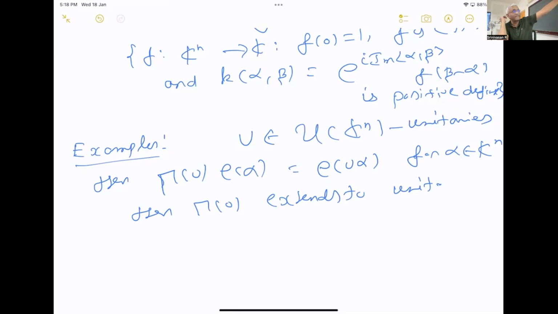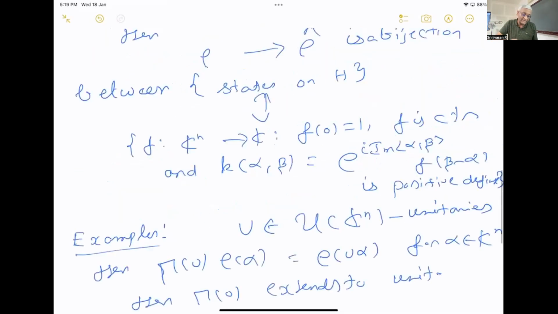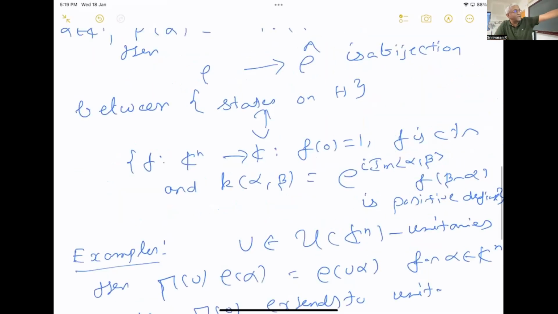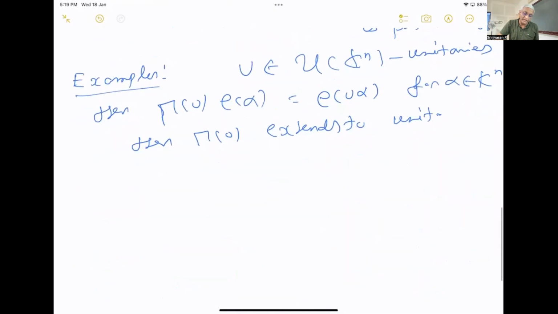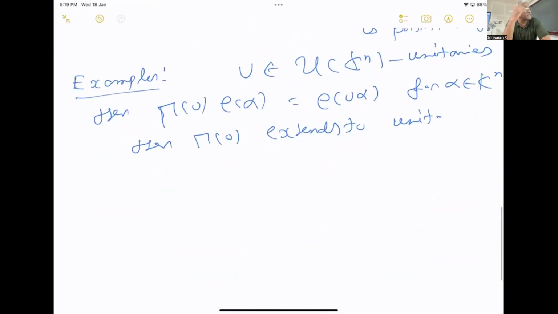So anyway, I haven't done anything. I have just recalled what we have done in the characteristic function. The characteristic function gives a bijection between states on H and all functions satisfying those conditions, which we have already seen. So this is the first example. This is not an example. This is how characteristic functions behave with respect to some transformations.